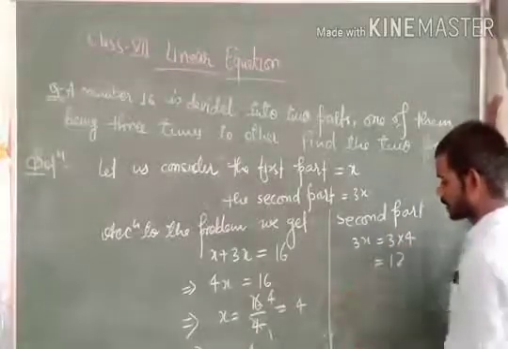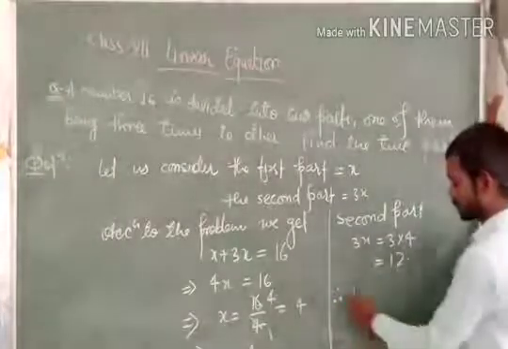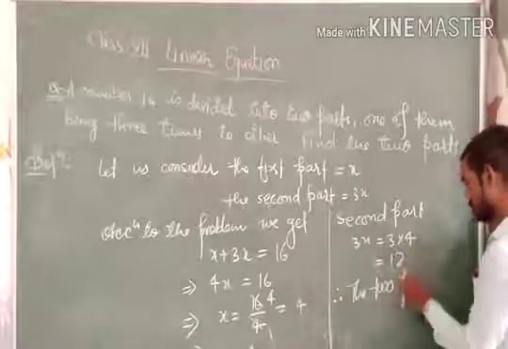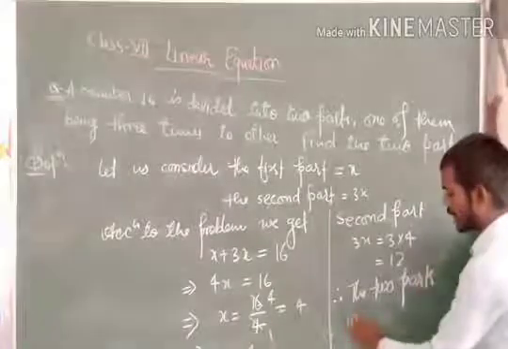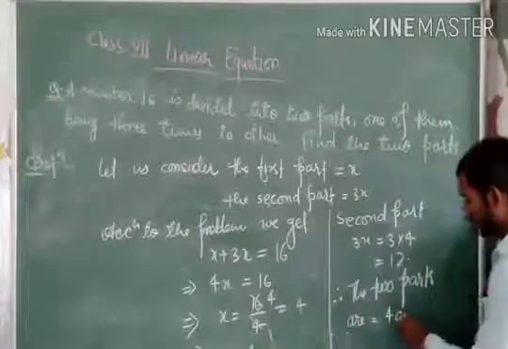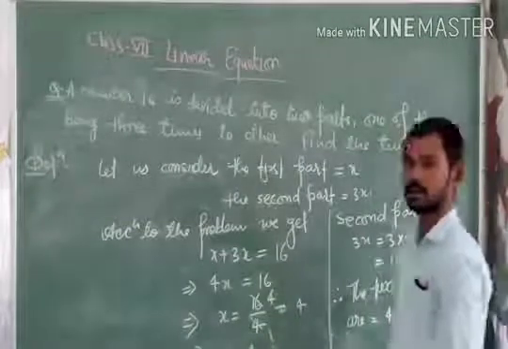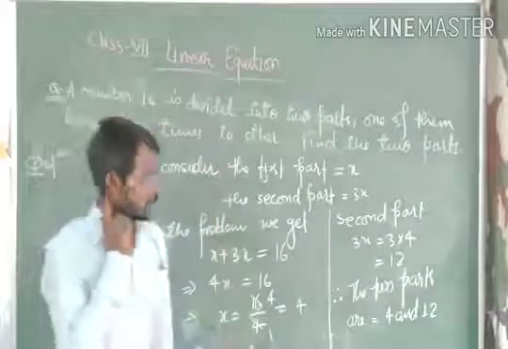So the answer is, therefore, the two parts are 4 and 12. This is the solution of the given problem.